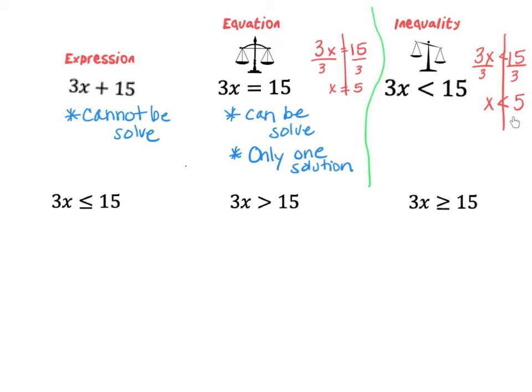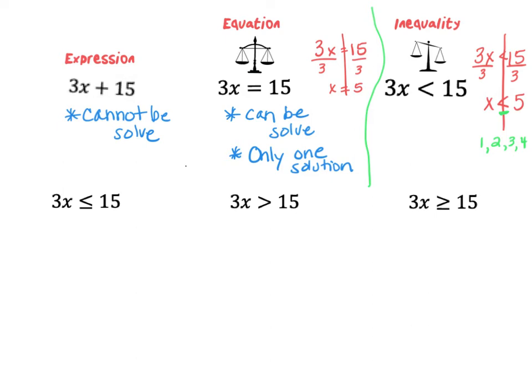X is not equal to 5. X is less than 5. So think about what that means x could possibly be. Do you agree that x could be 1? Do you agree it could be 2? It could be 3? It could be 4? It can be anything that is less than 5.